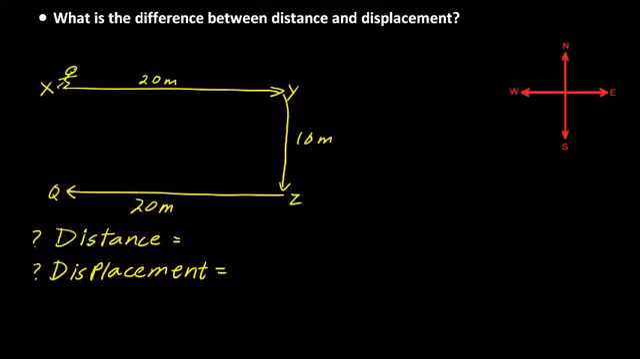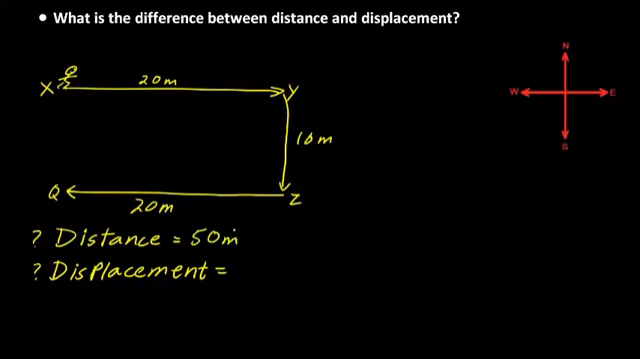The distance that this person traveled, remember, is the total length of the path traveled. That would be 20 meters plus 10 meters, which gives you 30 meters, and then 20 more meters, which is a total of 50 meters. So the distance this person traveled would be 50 meters.